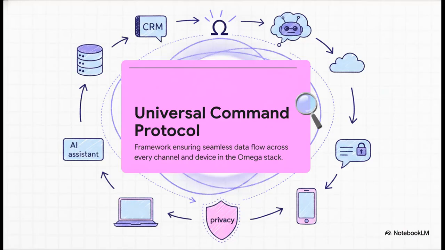Okay, let's dive into this. The beating heart of this entire platform is something called the Universal Command Protocol, or UCP. Think of UCP as the ultimate unified connectivity protocol. It's the foundational framework ensuring seamless data flow across every single channel, device, and platform in the Omega stack. So instead of juggling 12 different passwords and fragmented online identities, UCP creates one unified digital ID. It's literally the engine that lets your CRM, your AI assistant, and your secure messaging all talk to each other flawlessly without ever compromising your privacy.